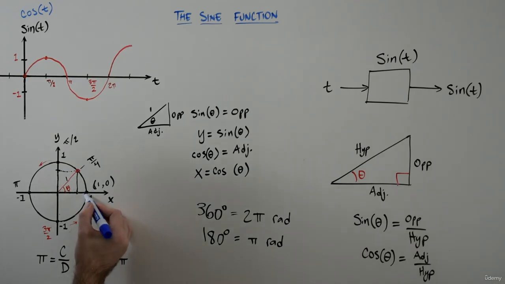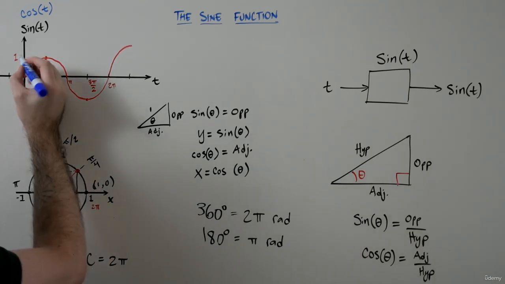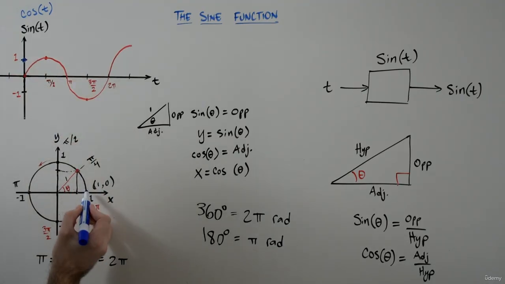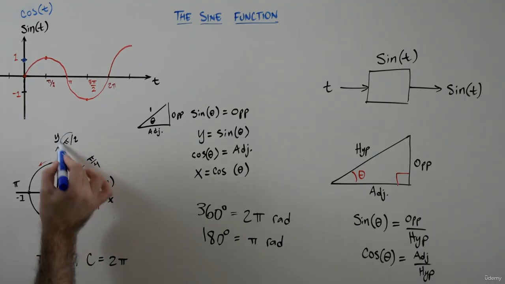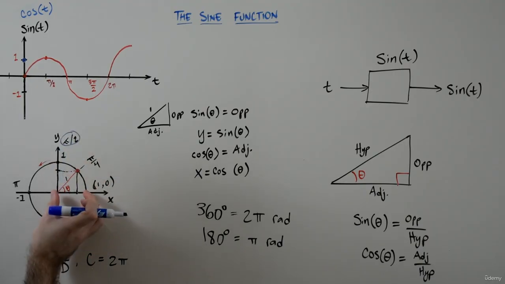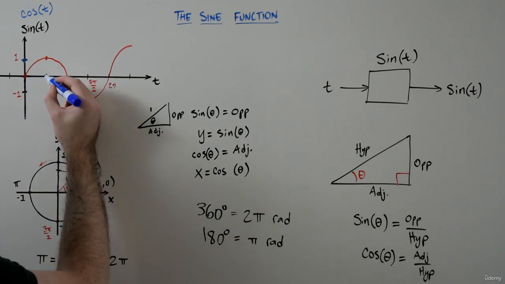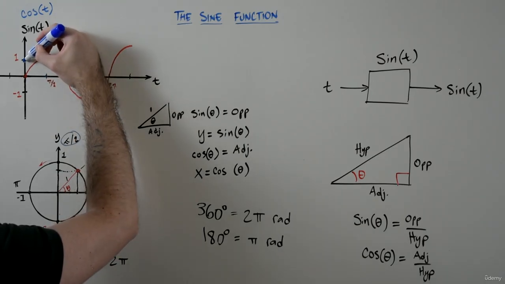So if we start off here, we're starting off with an x value of 1. So the cosine function starts right here at 1. And as we increase, as we walk along the perimeter of the unit circle and we reach a value of pi halves, then our x value decreases down to 0. So at pi halves, we decrease down to 0 here. So here is our curve for cosine.